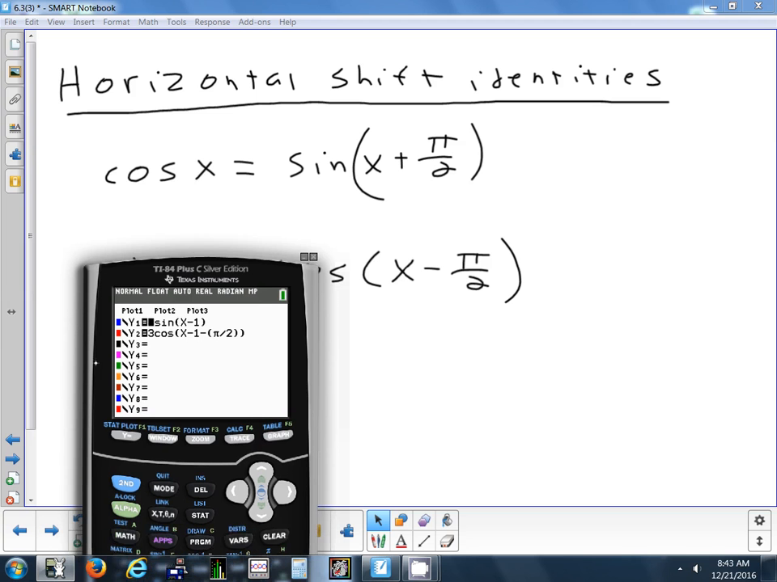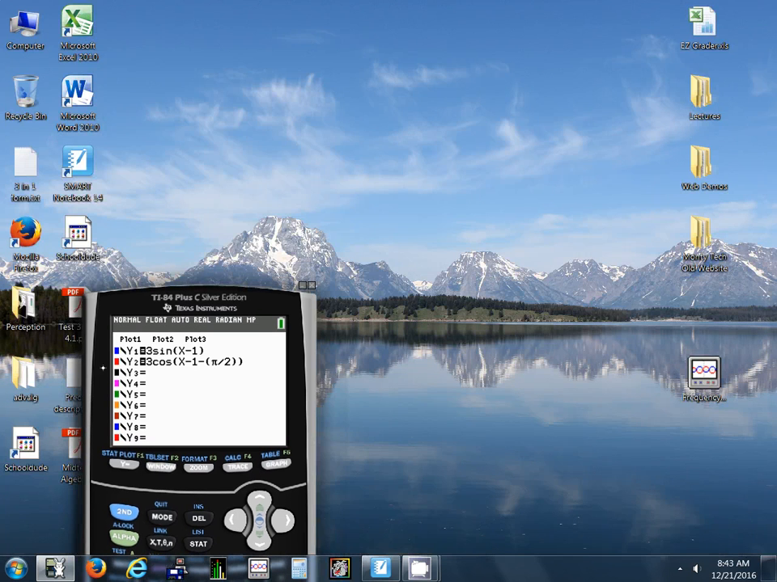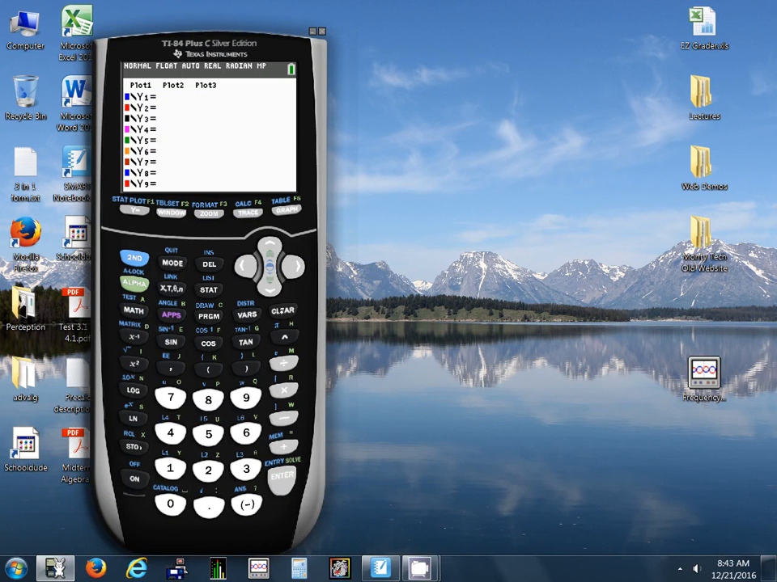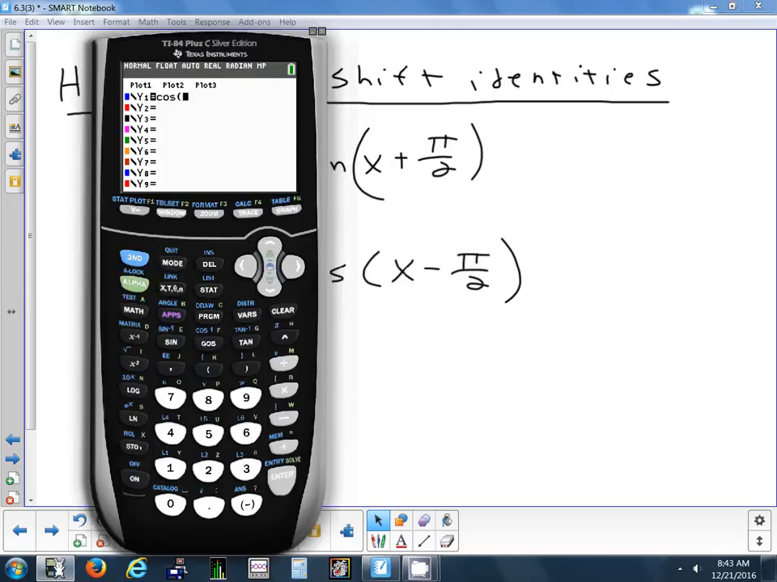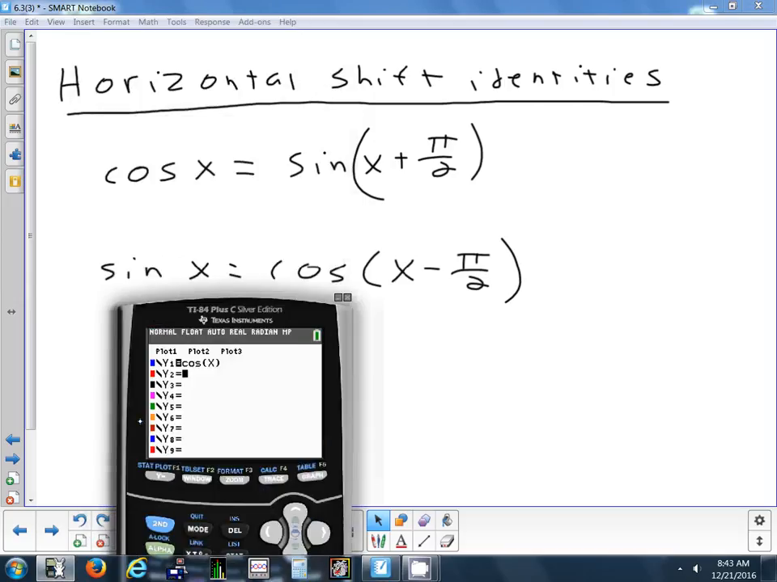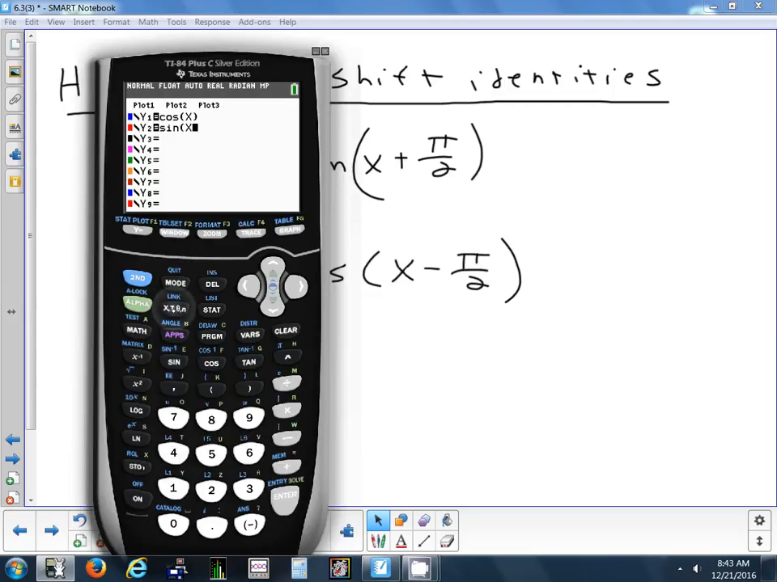Let me graph that, just to double check that that's right. I'm going to graph cosine x and sine of x plus pi over 2. Pi would be better. Order of operations, I think it'll do the division first, so you really probably don't need parentheses, but let's just check it. Ignore the window. Yeah, so what I have on the board is correct.